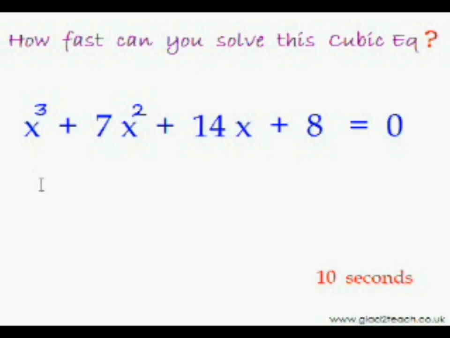In this video of Glad to Teach, we are going to learn the EasyCal trick to easily solve cubic equations. Once you know this trick, you can easily solve cubic equations in just a few seconds. So first, please give it a try. You have 10 seconds. Start.